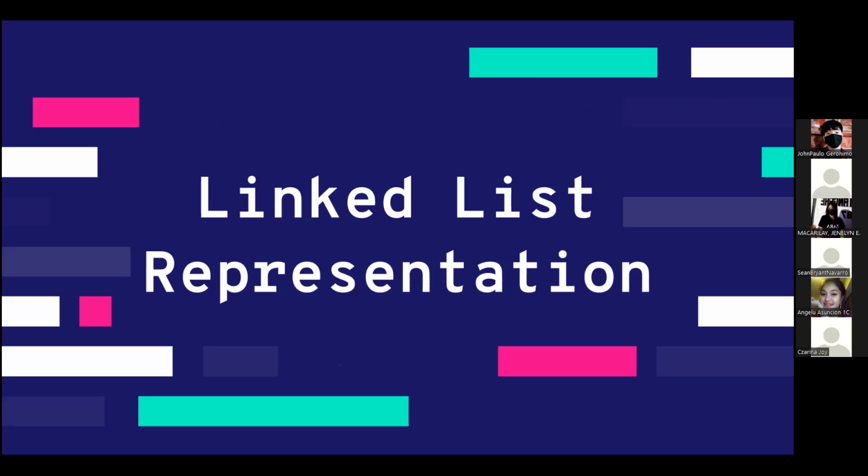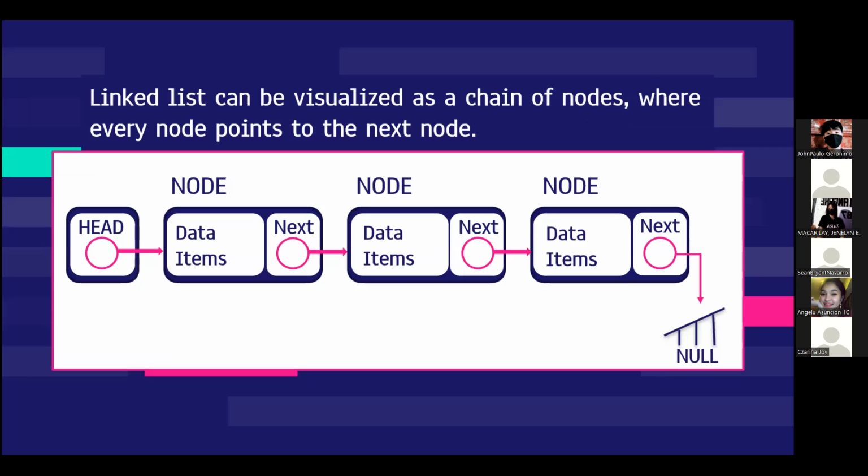Linked list representation. A linked list can be visualized as a chain of nodes where every node points to the next node. Based on the example here, you can see that it has a head. The head in a linked list is the entry point, and it is called the head of the links. The node is a collection of two sub-elements or parts. The data part stores the elements, and the next part stores a link, which is called the next node.